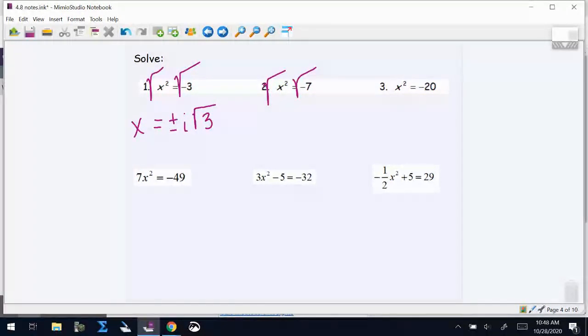When I square root both sides, I'm going to get a plus or minus. I'm going to get an i because of the negative, and I'm going to keep the 7 under the radical because it has no perfect square factors. The next one has one extra step.